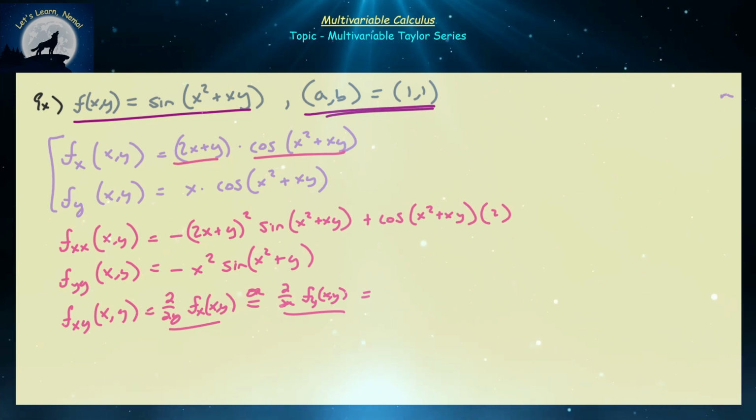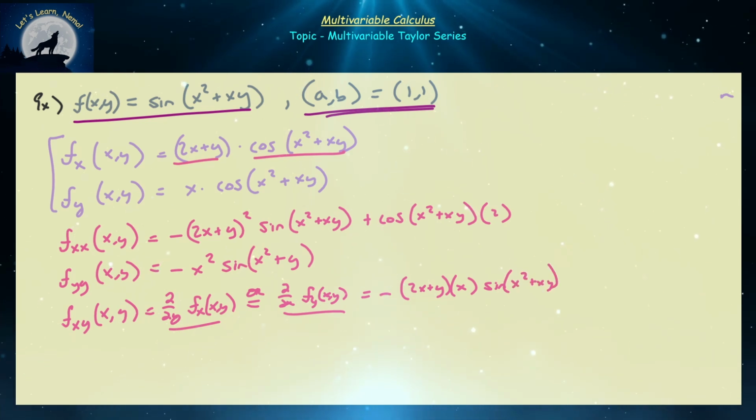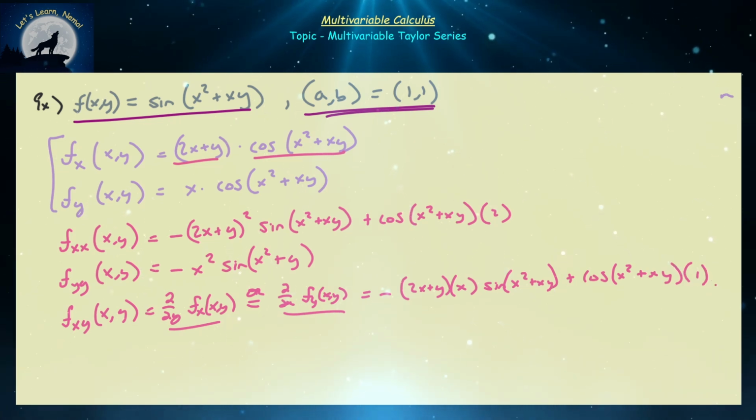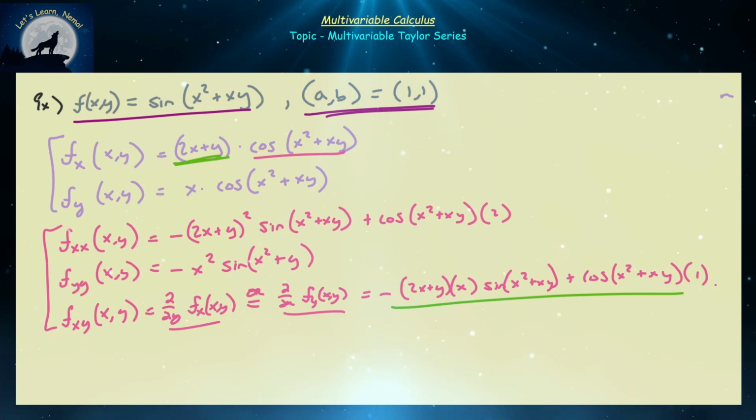Let's take the derivative, for example, of x and then with respect to y. So that's going to give us minus (2x + y) times x times sine of (x² + xy). And then we're going to have plus cosine of (x² + xy). And then that's going to give us 1. Right? So those are our second order partial terms, right? And if you're curious where that 1 is coming from, that's the derivative of y with respect to y, because 2x is just a constant. So that is going to be our mixed partials.